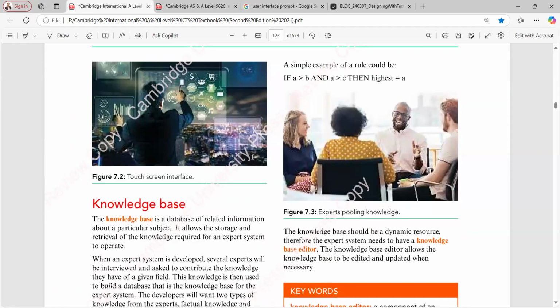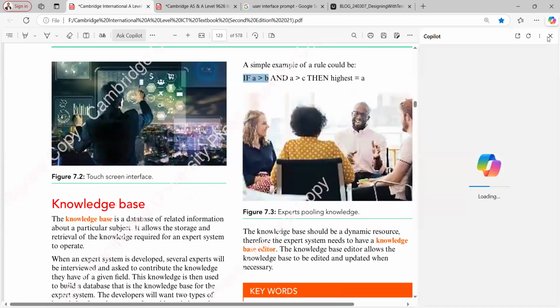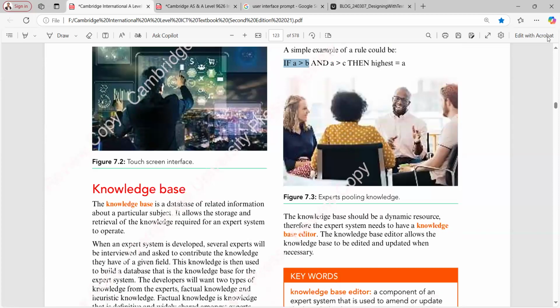See, this is an example. If A is greater than B and A is greater than C, then highest is equal to A.